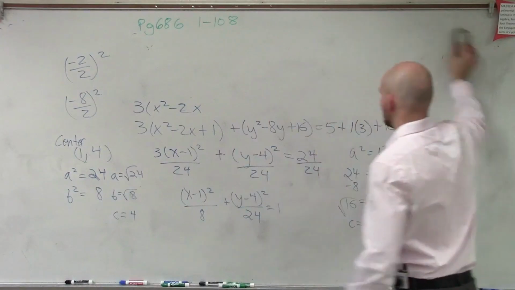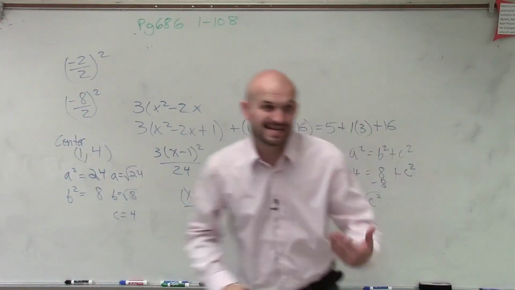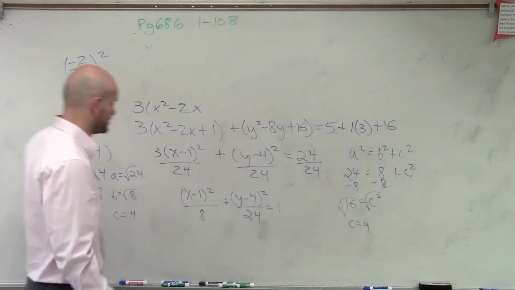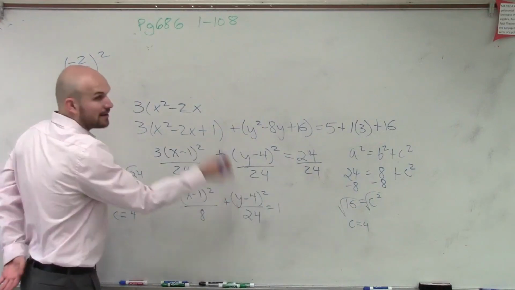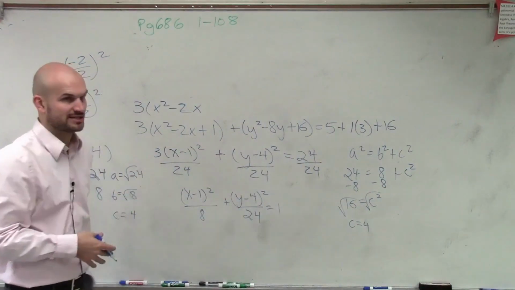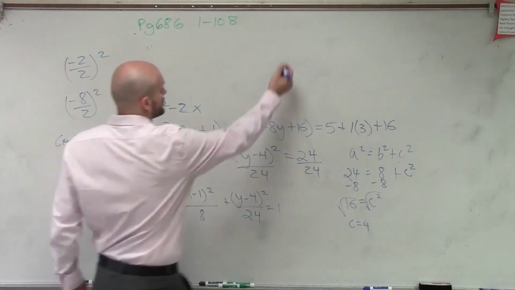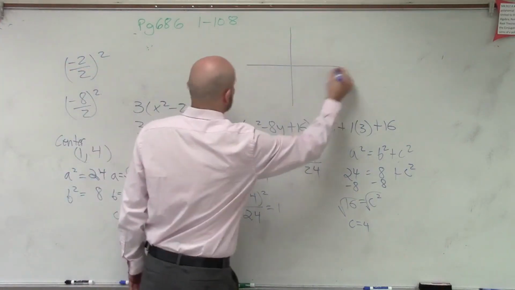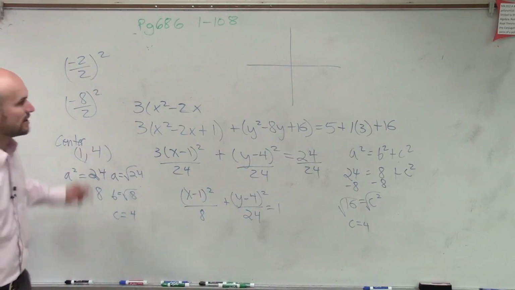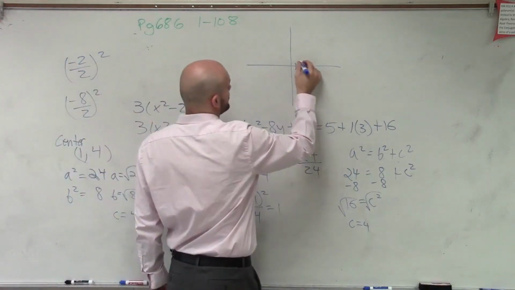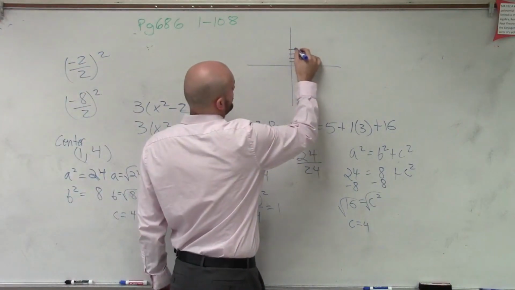So let's go and do the graph there. So we know that since our a squared is under our y, it's going to be a vertical one. So let's just double check to make sure we have this. The first thing I'm going to do is write in the center. The center is at 1, 4. Over 1, 1, 2, 3, 4.